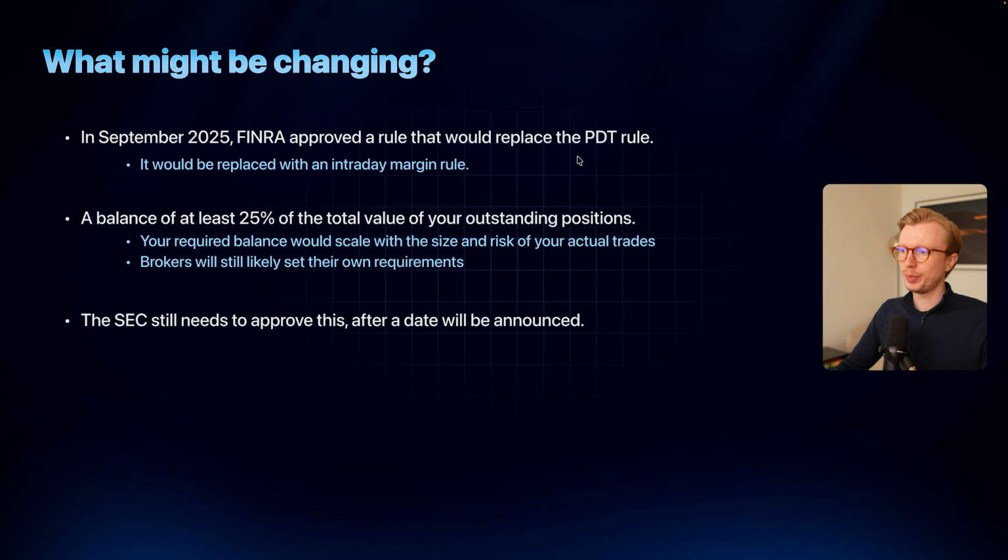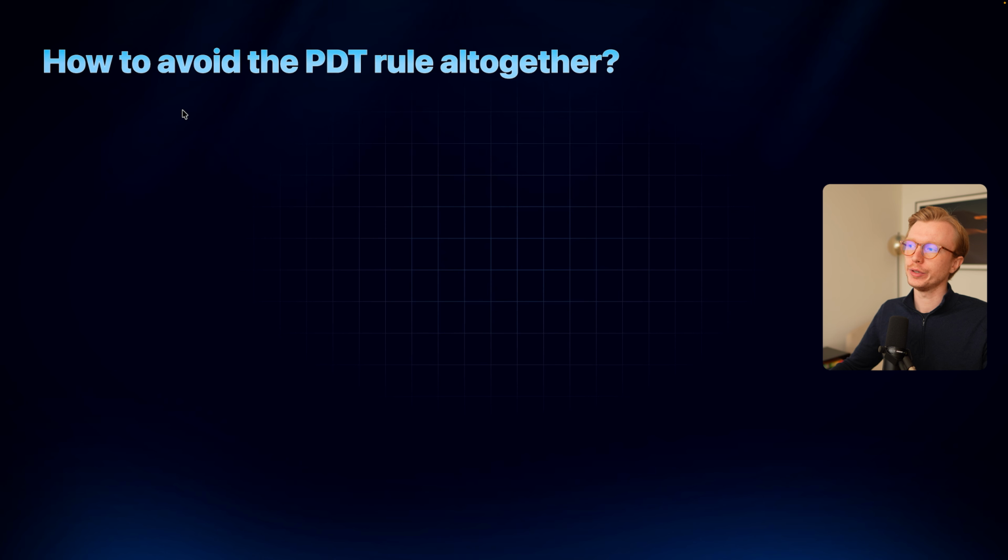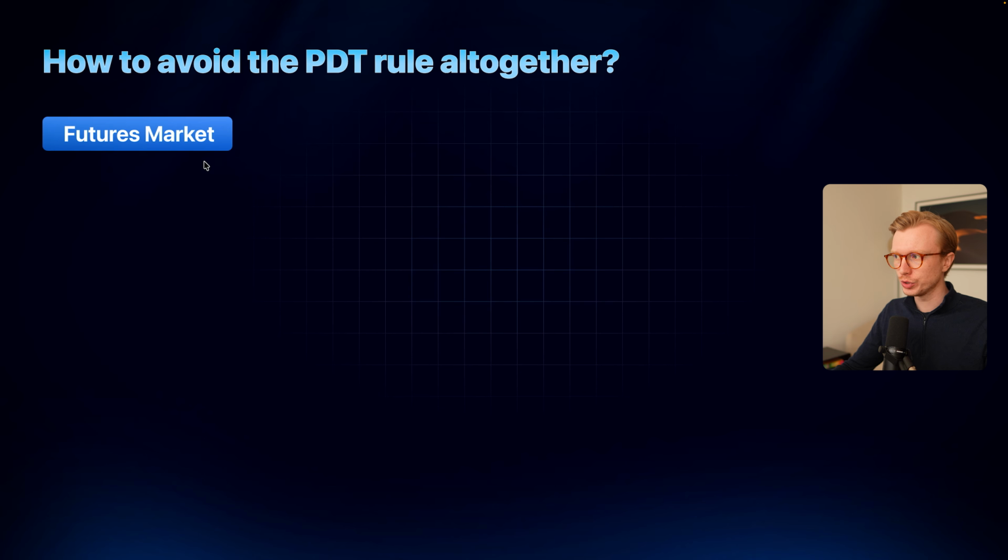Now, you could argue the PDT rule is quite a pain. I would agree. And you could, on top of that, make the same argument about the new rule, which is not necessarily that super clear or anything like that. It's arguably still a pain. So how can we avoid the PDT rule altogether? Again, the PDT rule applies specifically to the US equities market. So that means stocks, that means ETFs, that means options. So if you're trading the futures market right here, then this doesn't apply to you.